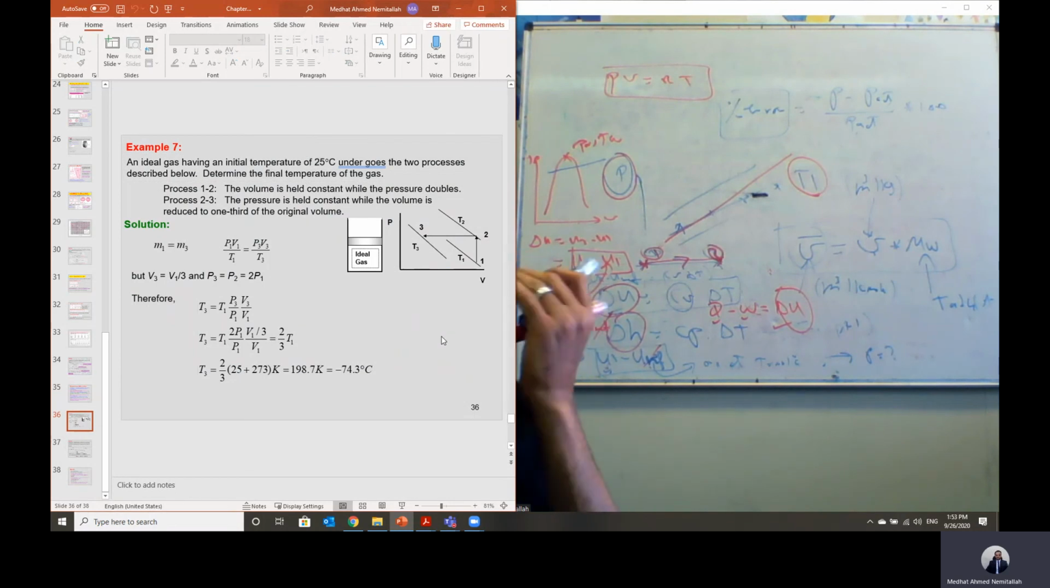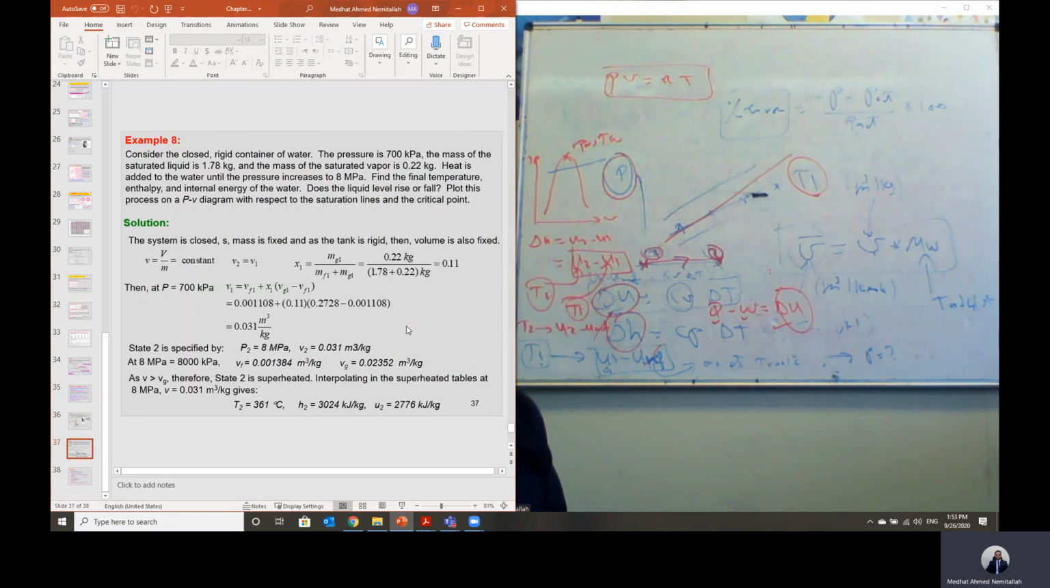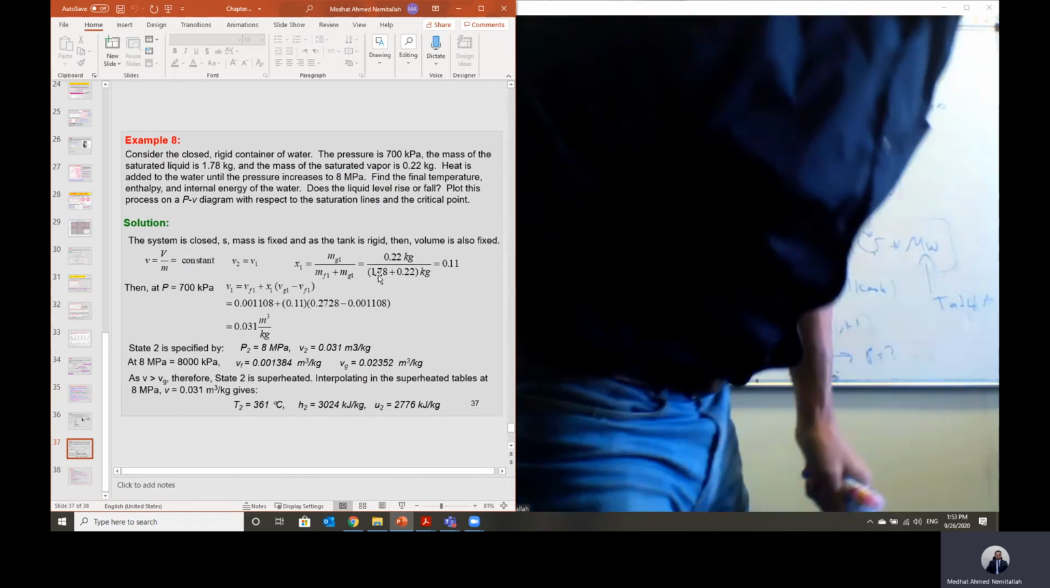So if we have an ideal gas undergoing change from one process to another, we can just apply the equation P1 V1 over T1 is equal to P2 V2 over T2 equal to P3 V3 over T3, and then we can relate the change of pressure, temperature, and the volume in this case. Here is another example. He said in this example, let's solve it together.